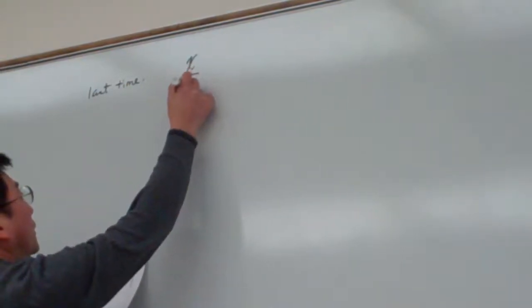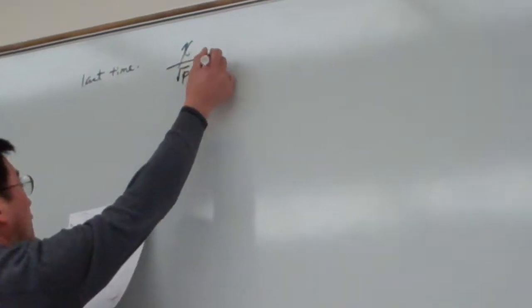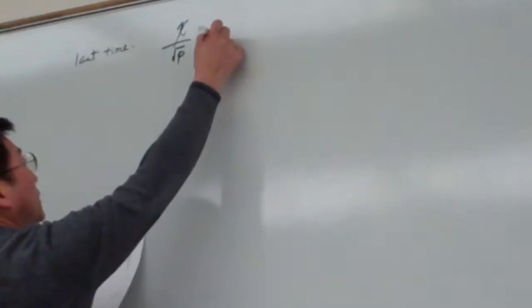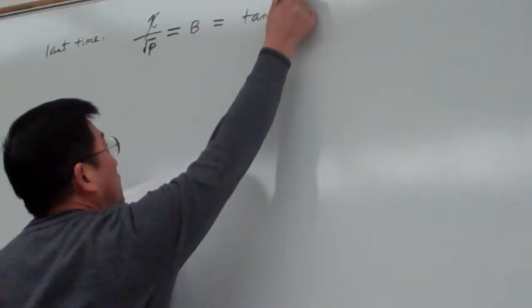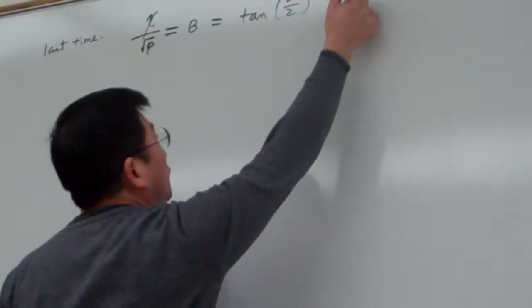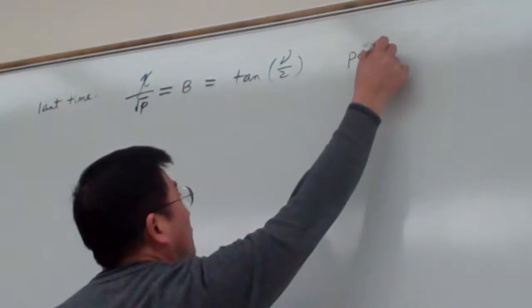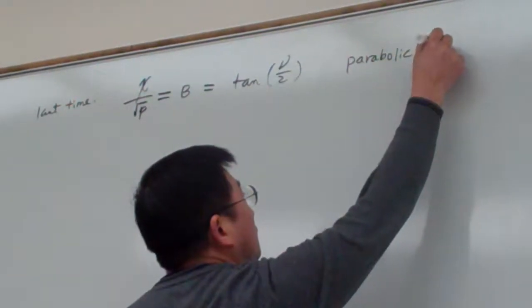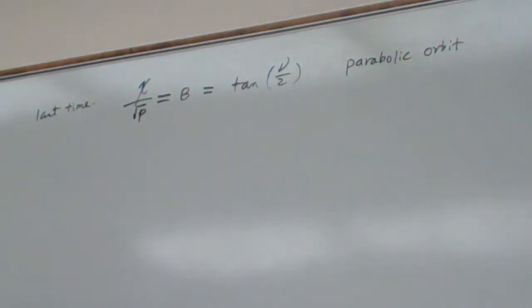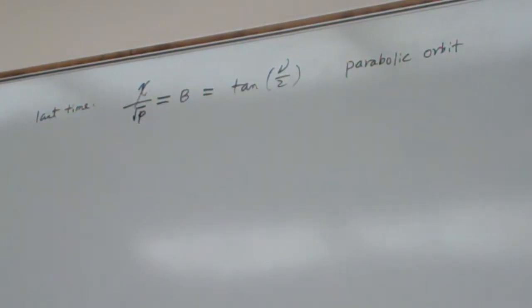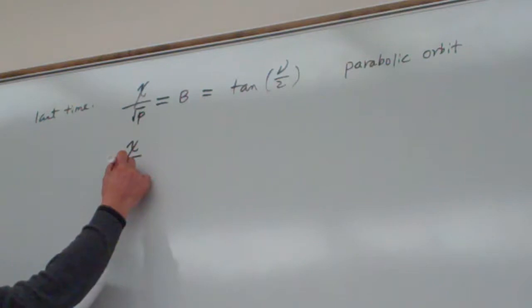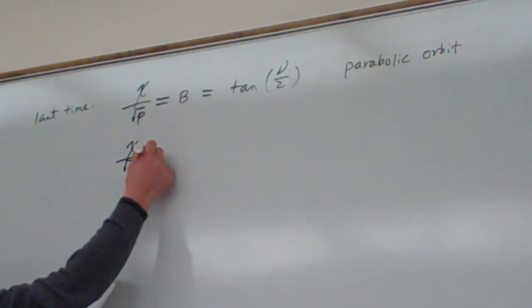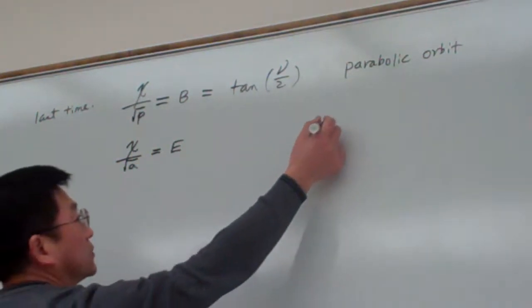Divided by square p, and this one we can relate it to b. And b in our definitions is tangent mu over q. So that is for parabolic orbit. And today I want to get this done is for elliptic orbit divided by a, and that one equal to e.